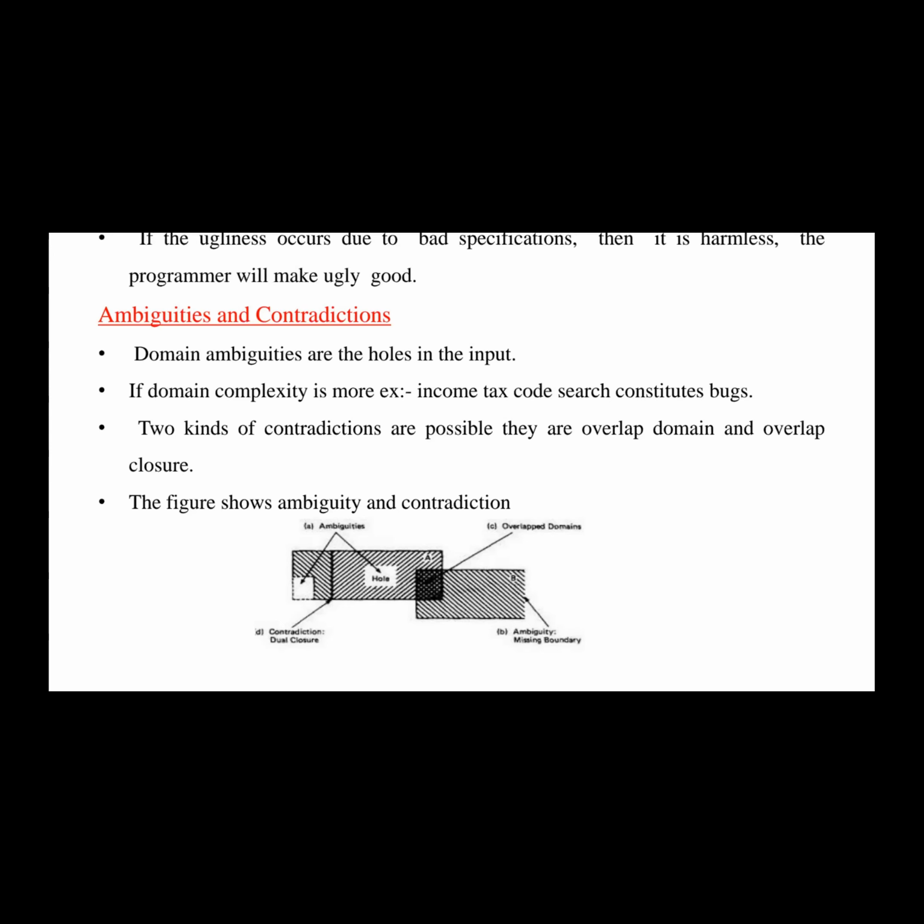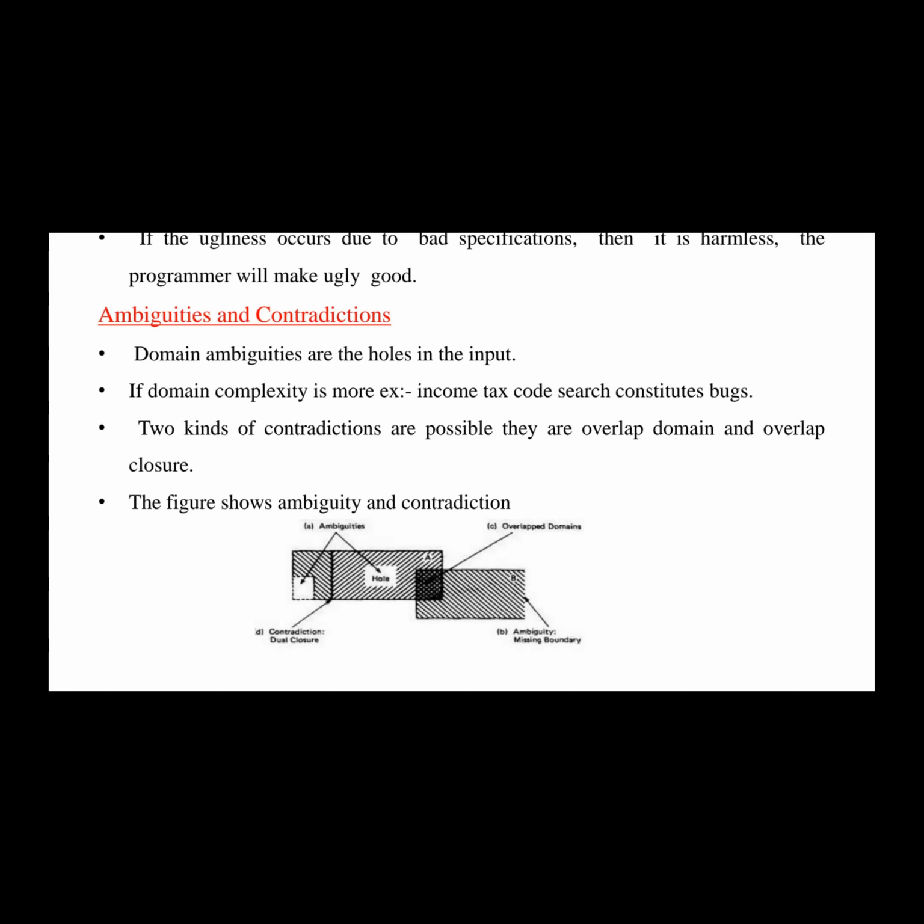Next one, see, holes. Ambiguity is nothing but holes. See, gaps in the A domain. Here, the A domain range has some gaps. That is called holes. That is not a complete domain. Okay, it is an ugly domain.